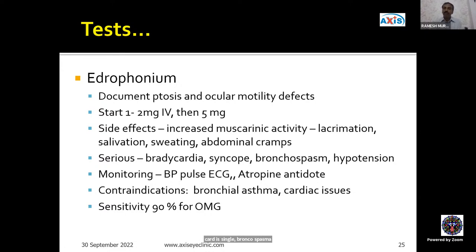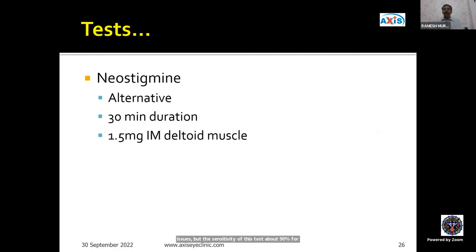So we always do this test in a proper setup where there is access to proper monitoring and an anesthetist is available. So we monitor the BP, the pulse, the ECG, and the antidote for this is atropine. It is definitely contraindicated in patients with bronchial asthma and cardiac issues, but the sensitivity of this test is about 90% for ocular myasthenia gravis. Neostigmine is a good alternative to this, but the duration in which we need to observe the patient is about 30 minutes, and usually we give about 1.5 milligrams IM into the deltoid muscle.